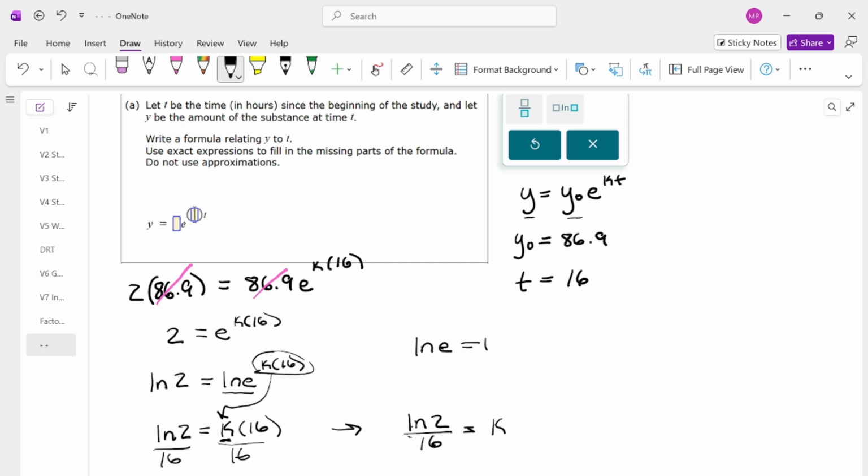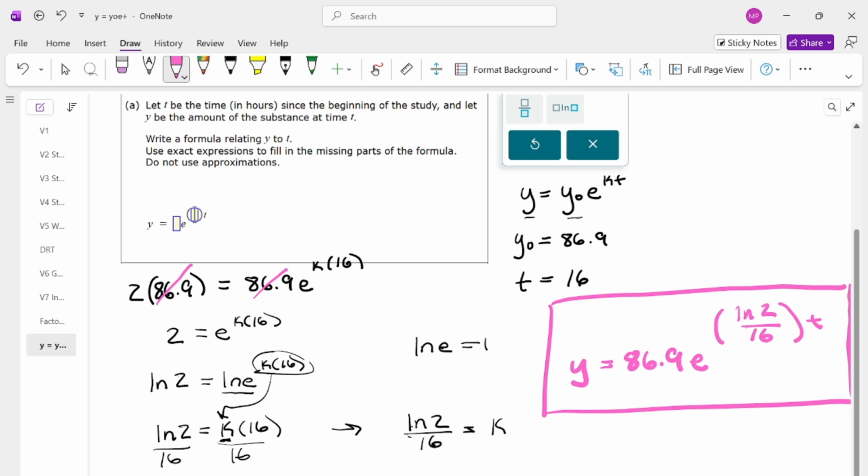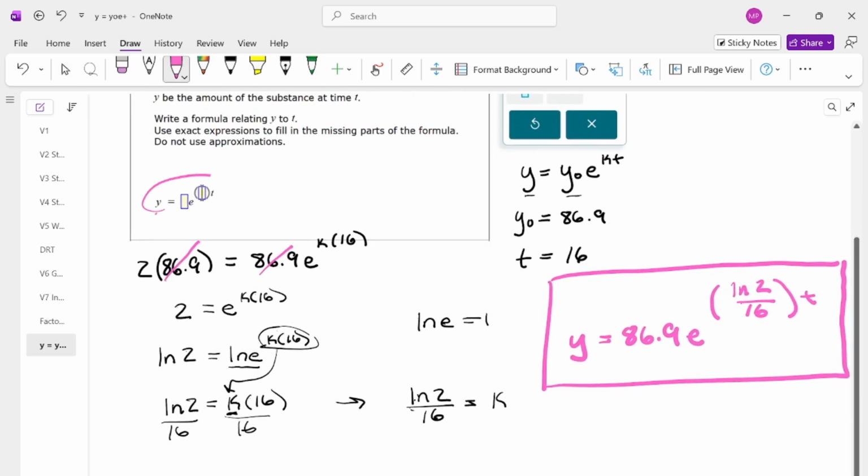Okay, so now to get this equation right here, let me write this in another color, Y equals the initial amount, which was 86.9, e raised to the power of the natural log of 2 over 16 times t. In this little bubble, I don't think I'd be able to write it in there, but this is equal to this. And that is the answer to this problem.